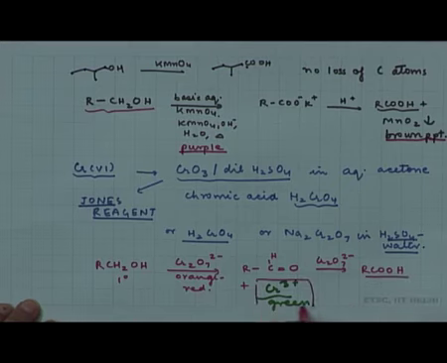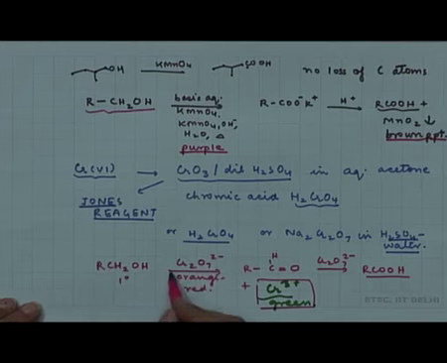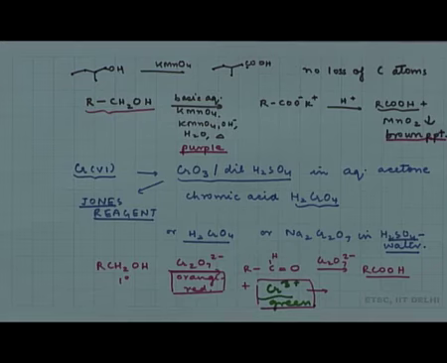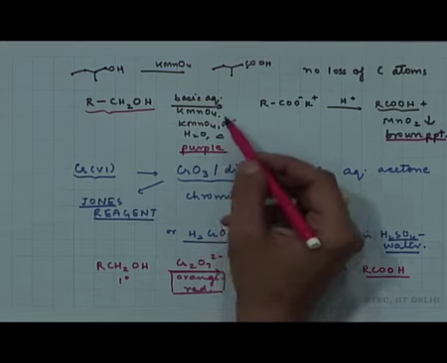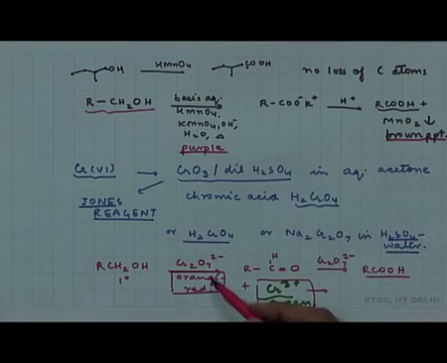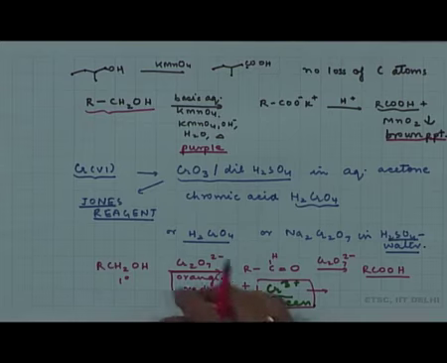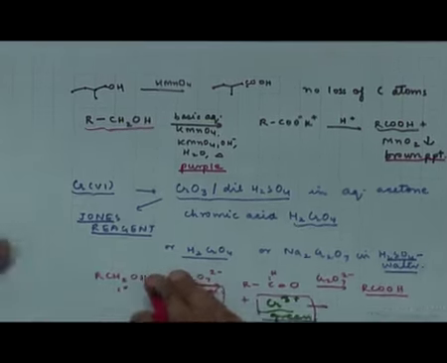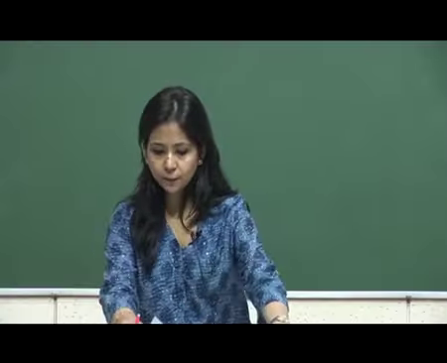But what is visually appealing here is that the orange red color of your solution changes into light green because of the presence of these chromium ions. So, when you have a KMnO4 solution, your purple color changes to brown, but if you have a dichromate, your orange color changes to green, and these are the visual indications that an alcohol functionality is present in the molecule.